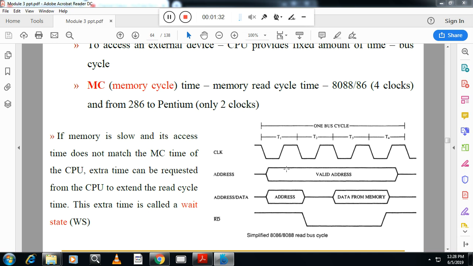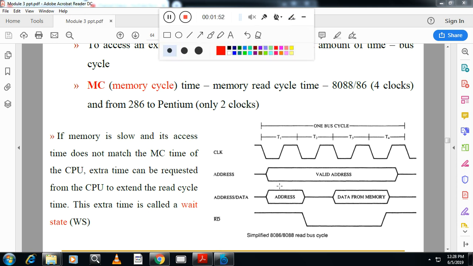So once the address is placed on the address bus, then the read signal goes like this. Here you can see read bar. When read bar, which is an active low signal, goes low, then read is activated and data is read from the memory.